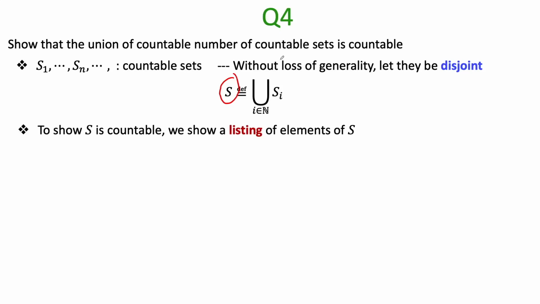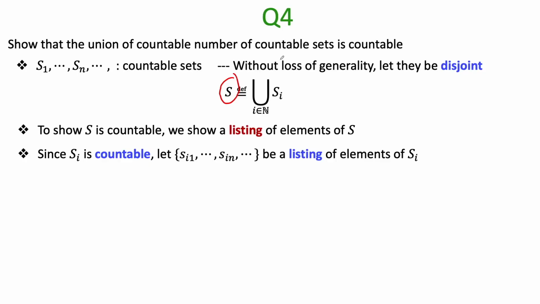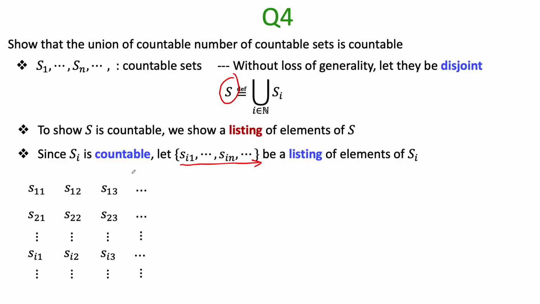So what we have to do is show how to list down the elements of this bigger set S. Since each of the sets Si is countable, it will have a listing of its own. So imagine that the listing of the elements of the set Si is this. It's an infinite list, and the guarantee is that each element of the set Si will eventually occur somewhere. So I have written down the listing of all the elements of various sets here: this is the listing of S1, this is the listing of S2, this is the listing of Si, and so on.